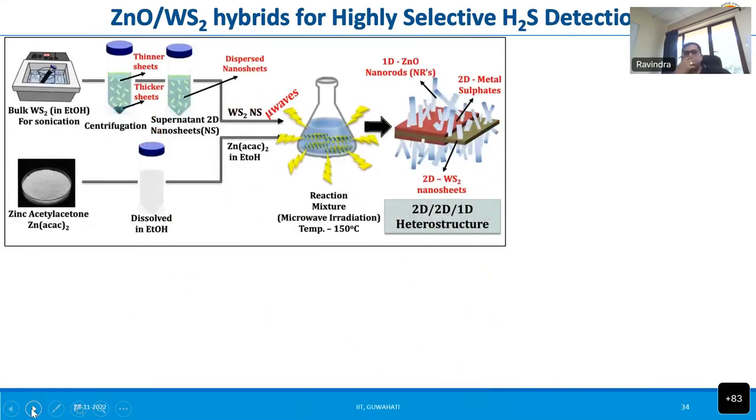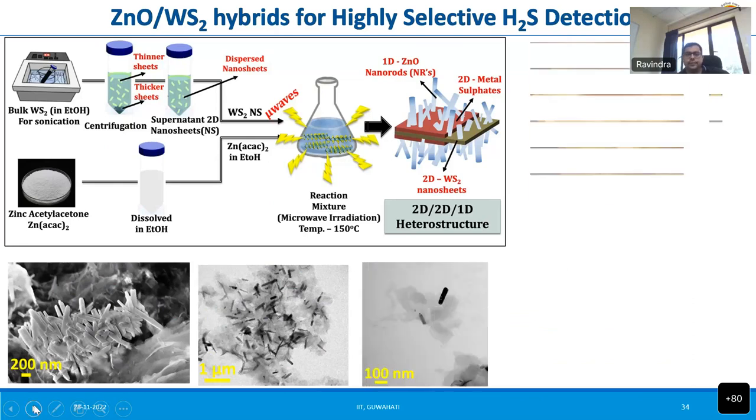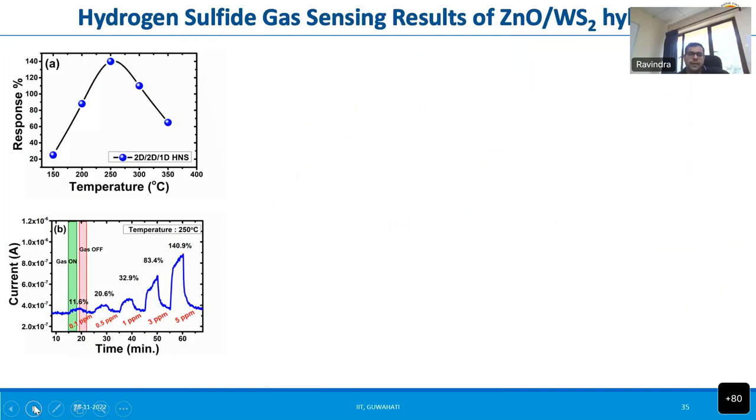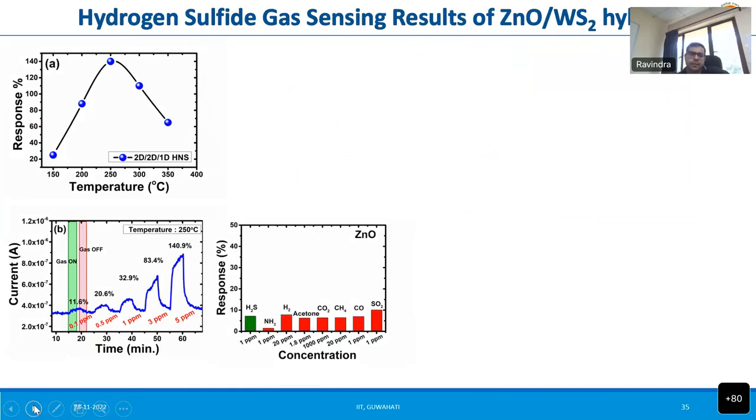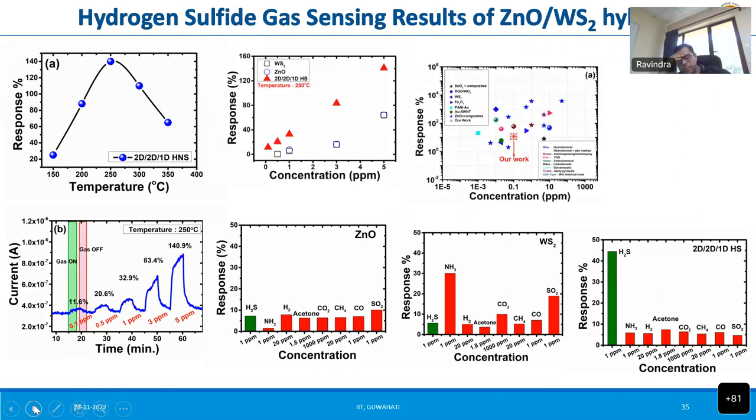Now bringing ZnO again that we have seen 2-3 slides back. We synthesized a hybrid material of ZnO and WS2, where zinc acetylacetonate was used as a precursor for zinc. The same precursor was used so we have kept all the conditions similar. We fabricated some kind of heterostructure of this ZnO and WS2, and we checked its sensing properties. We found that this has good sensitivity at about 200 degrees Celsius or so, but it had very nice selectivity towards H2S.